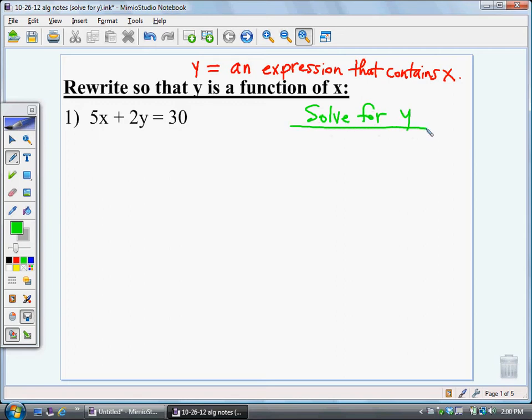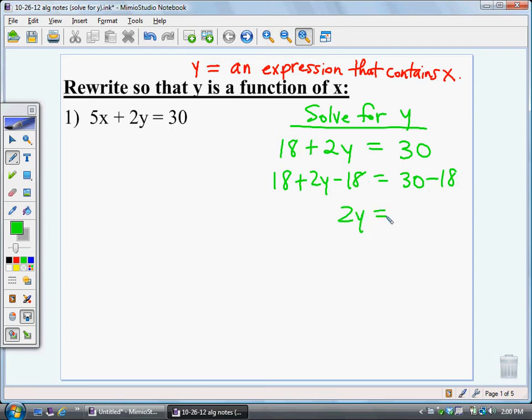Now if I change the 5x to the number 18, I would have 18 plus 2y is equal to 30. Now if I go through and solve this equation, solving it for y, I would first subtract 18 from both sides. And the left side would just be 2y. And the right side, I have 30 minus 18, which I can go ahead and subtract, and I get 12. And then I'm going to divide by 2 on both sides. And I'm going to get that y is 6. And I just solved for y.